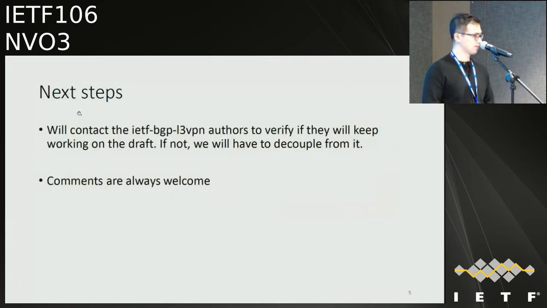So for the next step, I don't know exactly how to handle this situation. Probably we should contact the IETF BGP L3VPN authors to verify if they will keep working on the draft. If not, because this is the only L3VPN YANG in IETF, it is not easy to decouple from it. So I would like to ask the working group about this situation. If we go faster than the IETF BGP L3VPN draft, will this cause a misref situation or something like that? Any ideas?